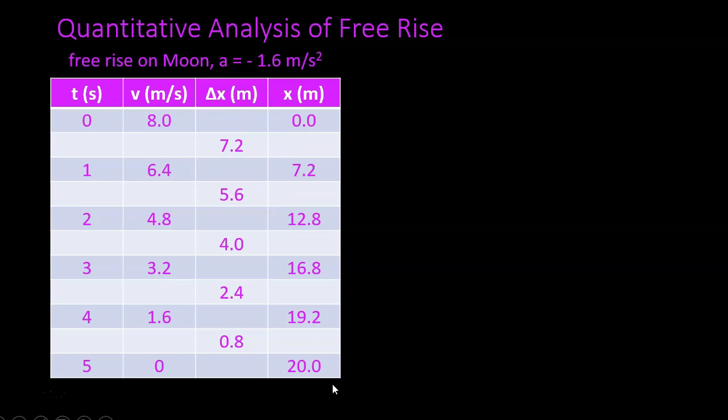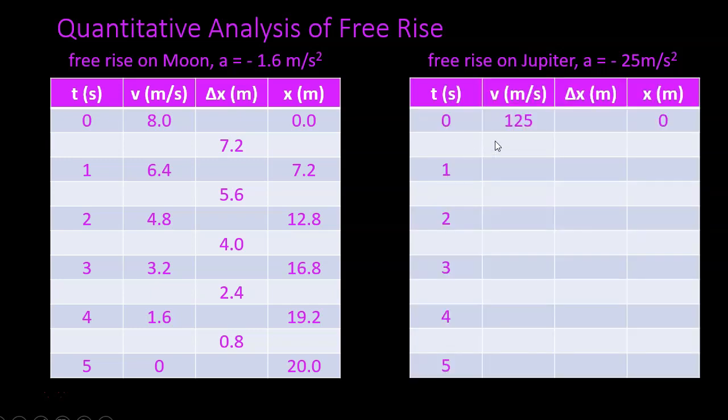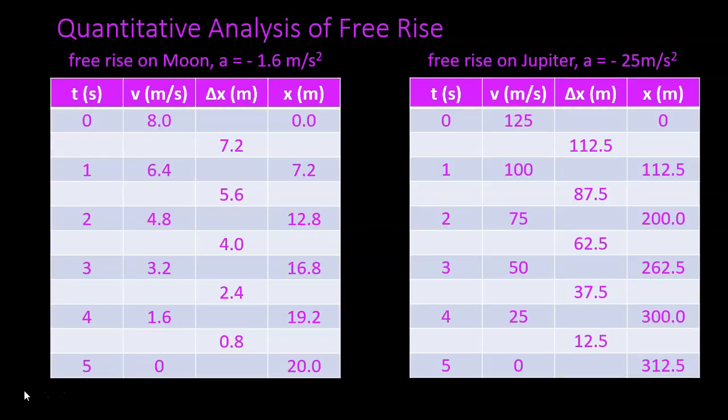Okay, let's move on and tackle another challenge. Let's calculate the free rise on Jupiter, where the acceleration is -25 meters per second squared. Here, the object has an initial velocity in the positive direction of 125 meters per second, and the starting position is 0. Pause the video and take a few minutes to complete this table. Are you finished? Well, let's take a look.